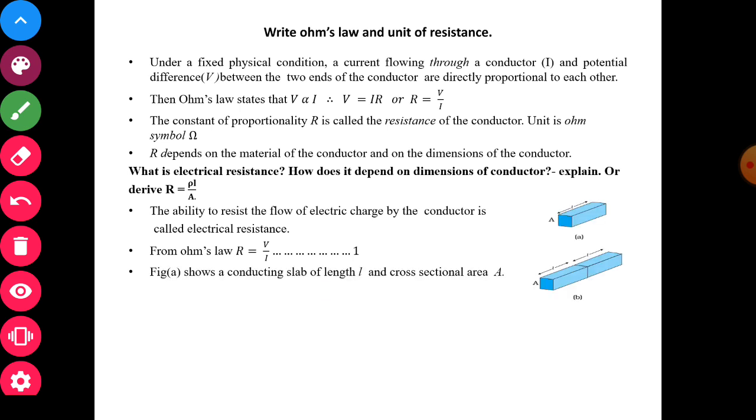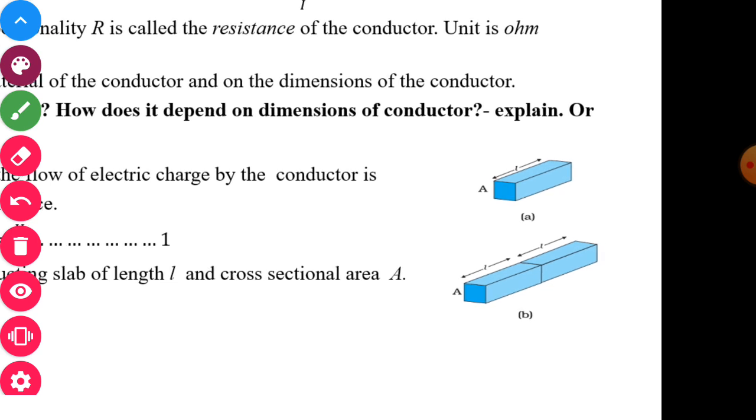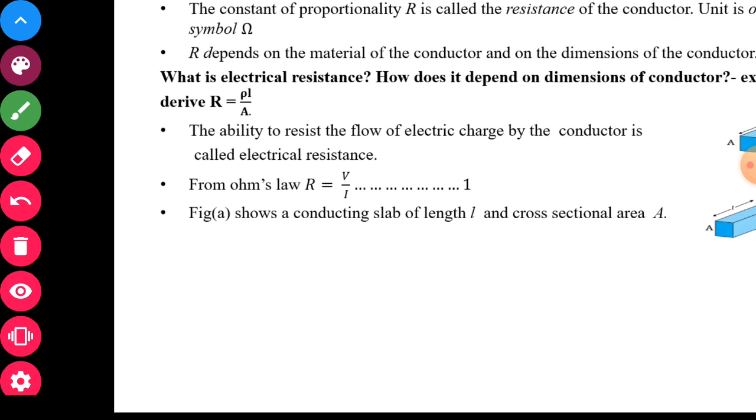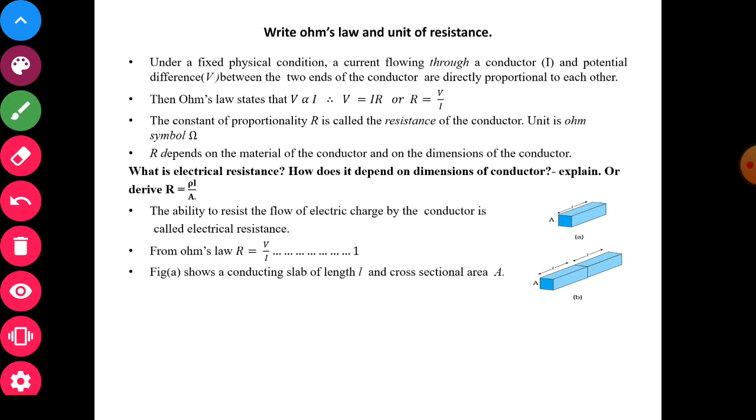Here there is one figure which I am showing. This is the first figure, in which you have a conductor whose length is L and its cross sectional area is A. So this first figure shows the conducting slab having length L and cross sectional area capital A.